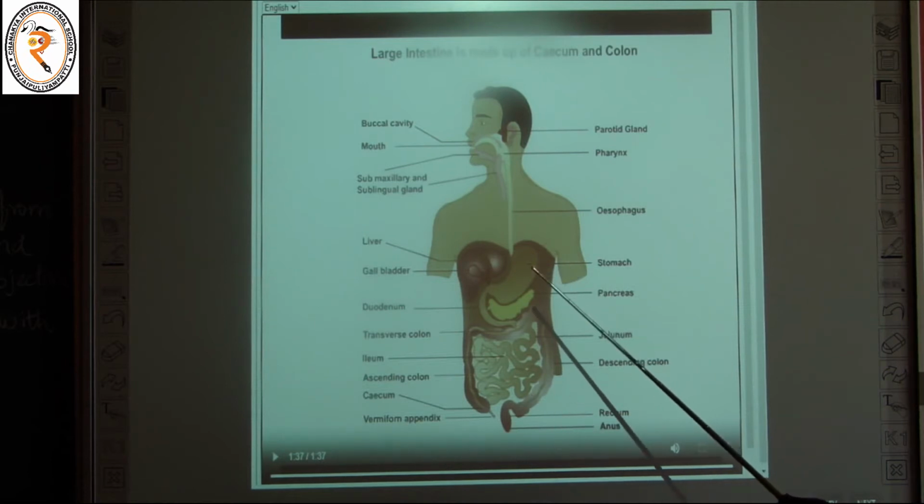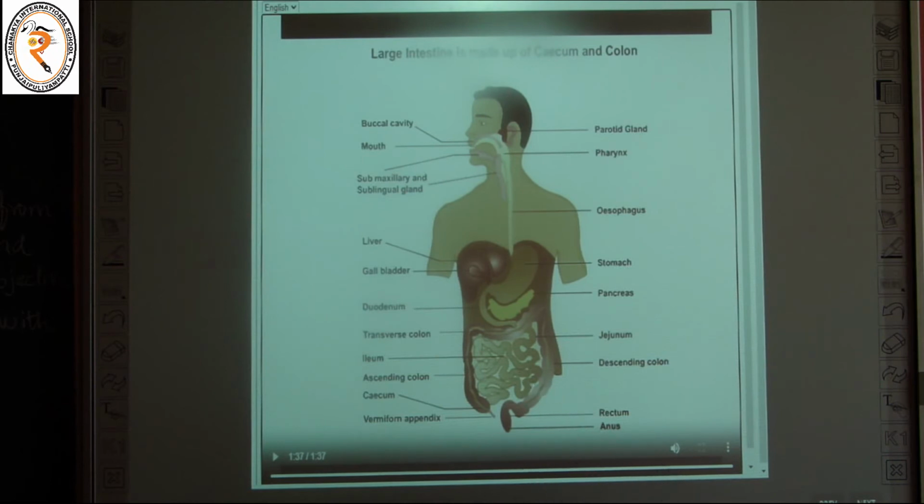Then the food goes to the small intestine. What is the role of the small intestine? It can absorb the nutrients from the digested food.